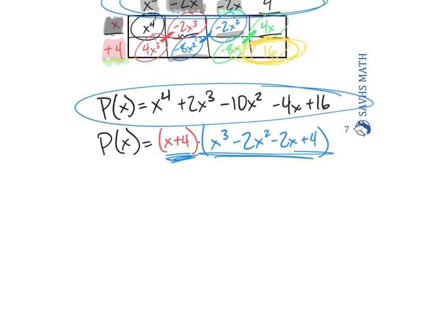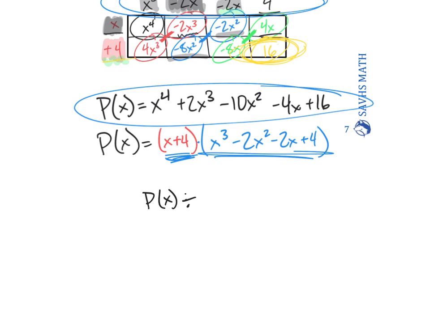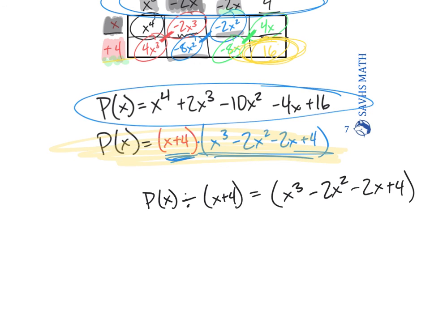The other thing that I can say is that p of x divided by x plus 4 is equal to x cubed minus 2x squared minus 2x plus 4. The useful piece of information here is that p of x is equal to this times this.